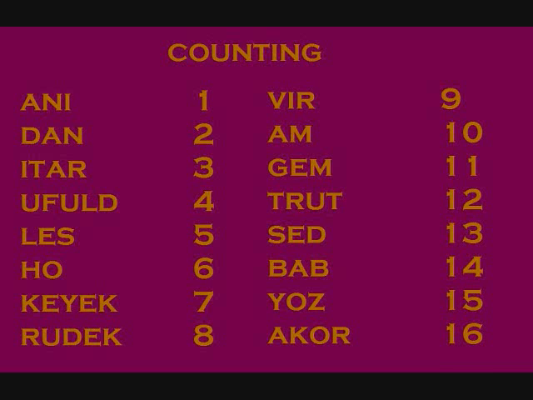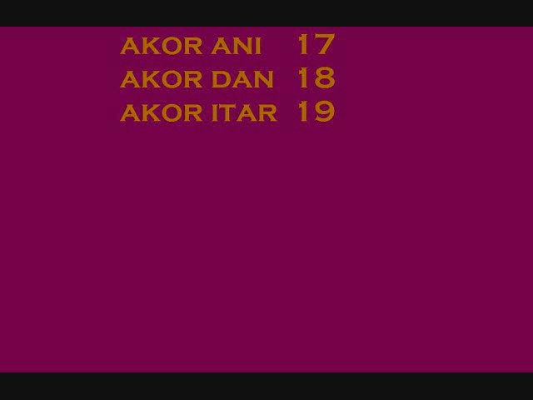From there, it starts to get a little complicated. Here are 17 through 19. Akor ani, Akor dan, Akor itar. These come from the idea that 17 is 16 plus 1, etc. Originally, the numbers would have continued like this until 32, but this has been changed to adhere to the decimal system. 20 is dan am.